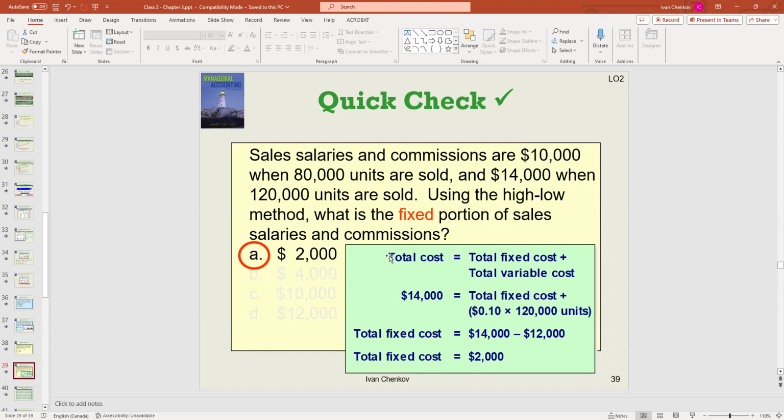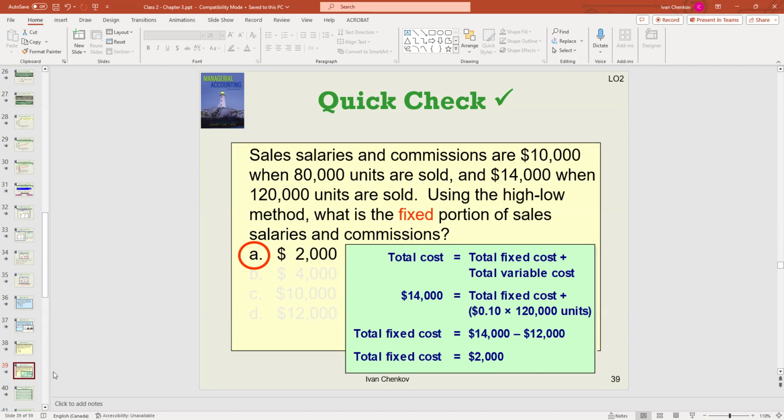Which point are they using, the high point or the low point, for the calculation here? Highest point. High point, yes. What are you going to get when you use the low point? Same. We'll get the same.